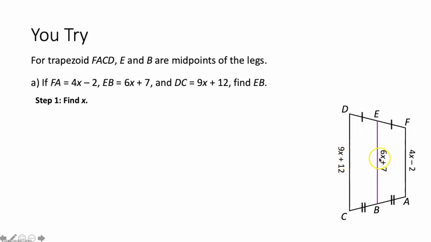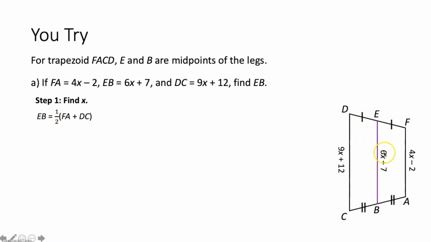So how can I set up an equation based on these three segments? Well, we just said that the measure of the midsegment is equal to 1/2 of the sum of the measures of the two bases in your trapezoid. So what I'm going to do is create an equation where I have the measure of my midsegment, segment EB, is equal to 1/2 the sum of the measures of my two bases, segment FA and segment DC.